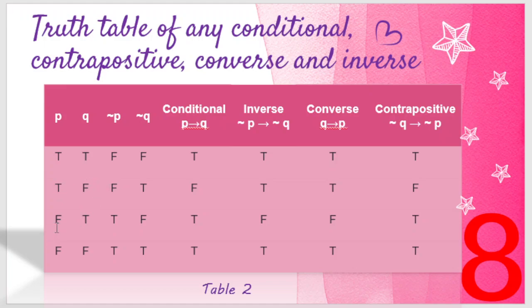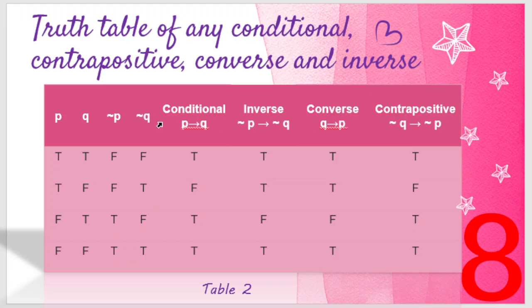Then we have here also a false statement, so the negation of P is true: the statement is false, the negation is true. We also have here the negation of Q. True, so the negation is false. False, then the negation is true. True, then the negation is false. False, then the negation is true.